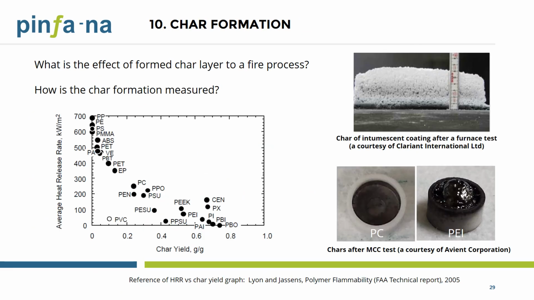The last but not least material behavior in a fire is char formation. What is the effect of the formed char layer on a fire process? A char is formed at the interface of the condensed phase and gas phase of a burning solid material, which can in turn affect the progress of a fire in terms of smoke release and heat release behavior.